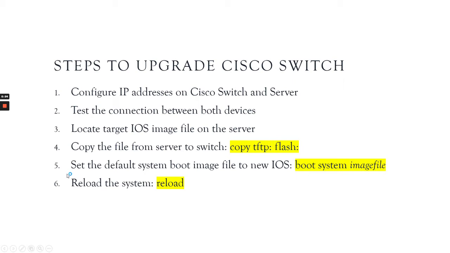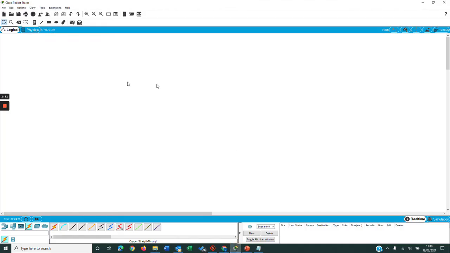In step number five, we're gonna set the default system boot image file to the new iOS image that we copied from the server, and finally we're gonna reload the switch using the reload command. So let's have a look in action.